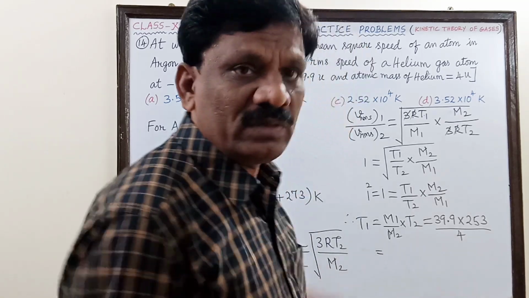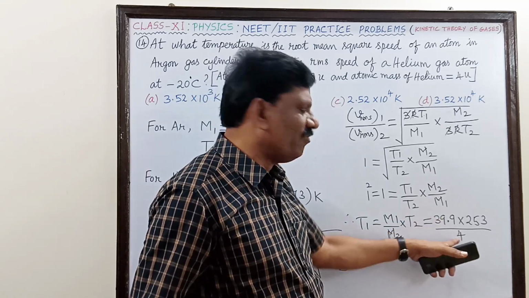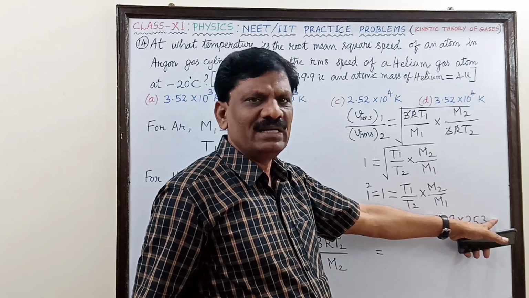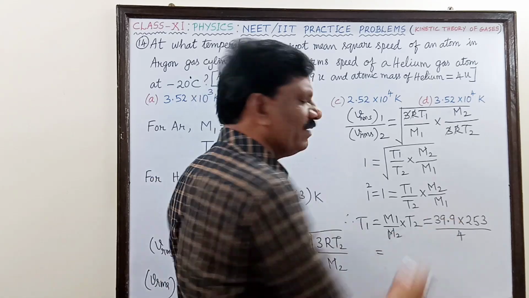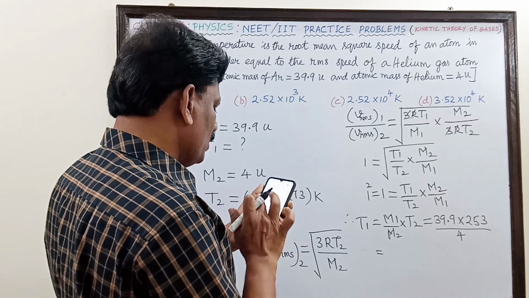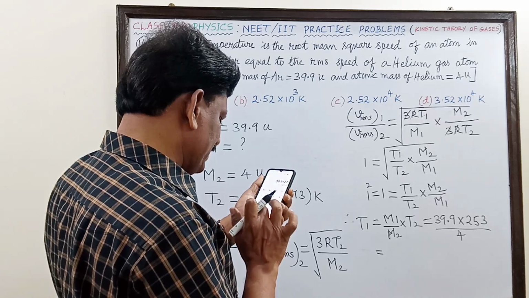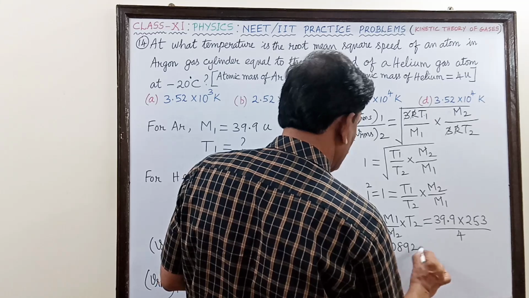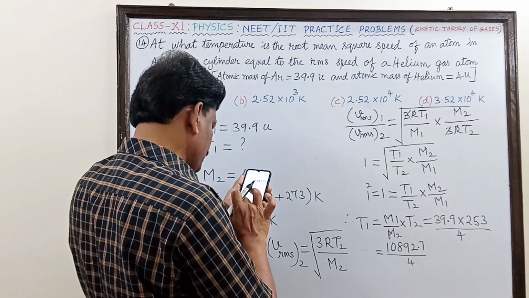Now roughly, this can be taken as 40 by 4, which is 10, multiplied by 253, that is 2530 Kelvin, or 2.53 into 10 to the power 3 Kelvin, roughly I am saying. Since the numbers are given in odd values, we have to go for the calculation check. So 39.9 multiplied by 273 is equal to 10892.7, divided by 4.